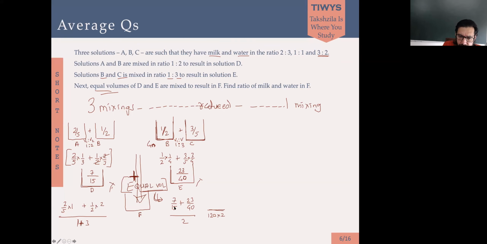120 is 8, 56. If I can't remember numbers, I just note it down. 3 times this, 69. So many calculations. 5 and 6, 125. So the 5 will cancel out. 525, 524. So that is 24, 25 by 48. And remember, this is milk to total. The question will be asking milk to water. So milk is 25, water is going to be 23.